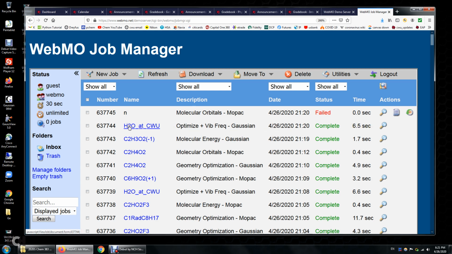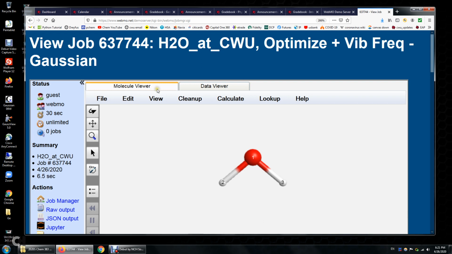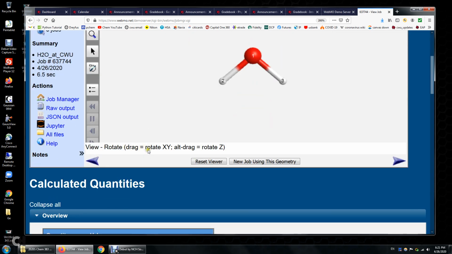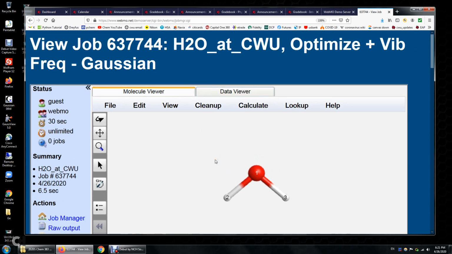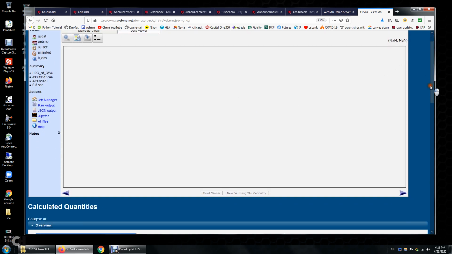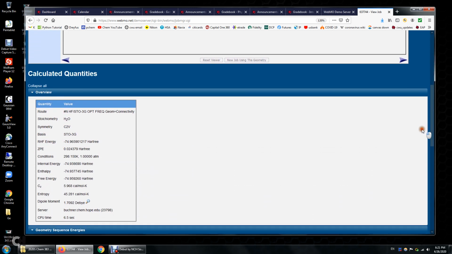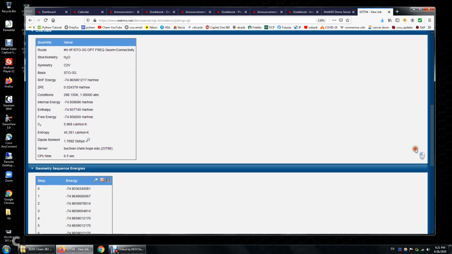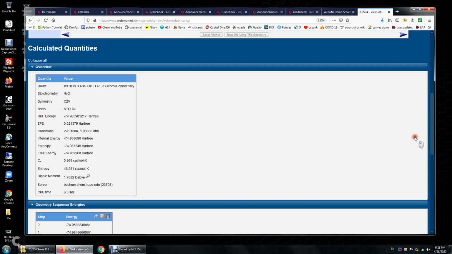All right, let's just click this water at CWU. You have molecule viewer right here. This is the molecule, atom 1, atom 2, atom 3. And we can rotate, we can make it bigger or smaller. But we are more interested in the result. So click this data viewer. And what you need to do is scroll down the window to see the calculated quantities. Up there, this looks empty, but you need to scroll down. And let me show you this table first.